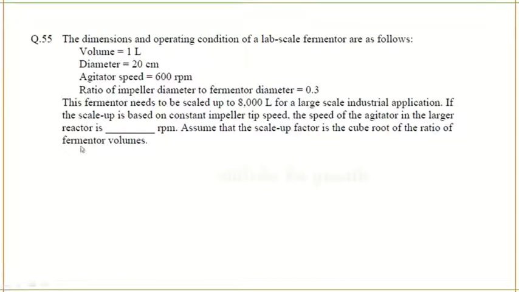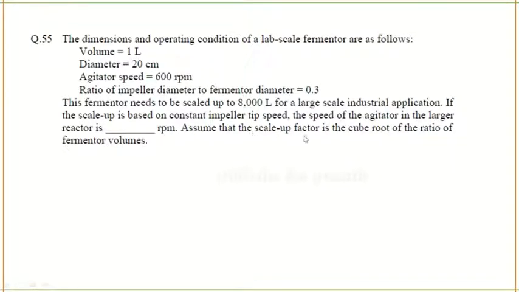Next question. The dimensions and the operating conditions of a lab scale fermenter are as follows. Volume is 1 liter. Diameter is 20 centimeter. Agitator speed is 600 rpm. Ratio of impeller diameter to fermenter diameter is 0.3. This fermenter needs to be scaled up to 8000 liters for industrial application. If the scale up is based on constant impeller tip speed, the speed of the agitator in the larger reactor is how many RPM? They are asking for the RPM.